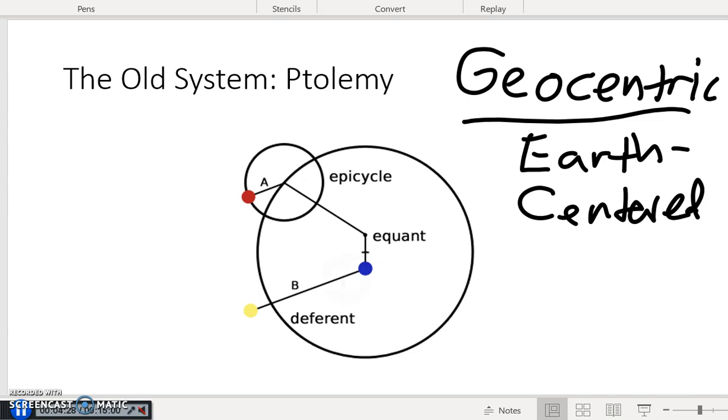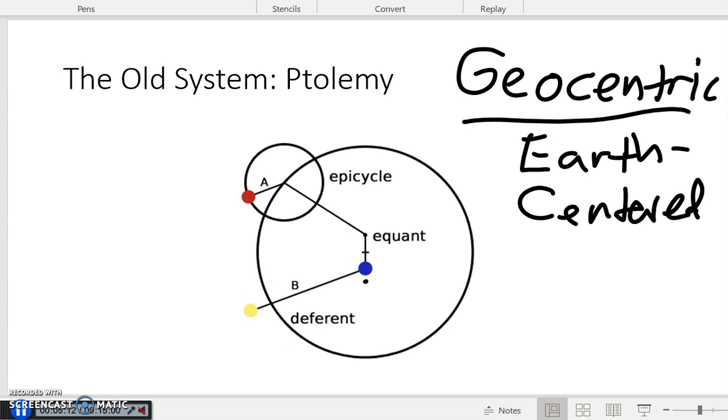Now, in the geocentric system, you have a few different things. Number one, the length of the arm that a planet spent away from the Earth was called the deferent. You can think of the deferent as essentially the average distance along the circumference of this circle that a planet would spend away from the Earth.